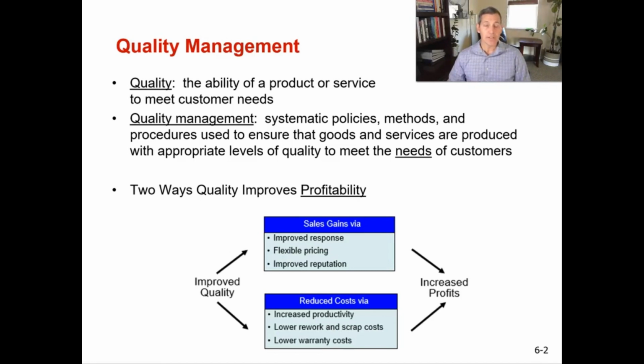So our takeaway here from this very first slide is that quality is the ability of a product or a service to meet our customers' needs. Quality management is the processes and procedures we put in place to improve quality to meet those needs. And then by having high quality, we're going to be more profitable because we can increase our sales and lower our costs, and that will help us to increase our company profit.